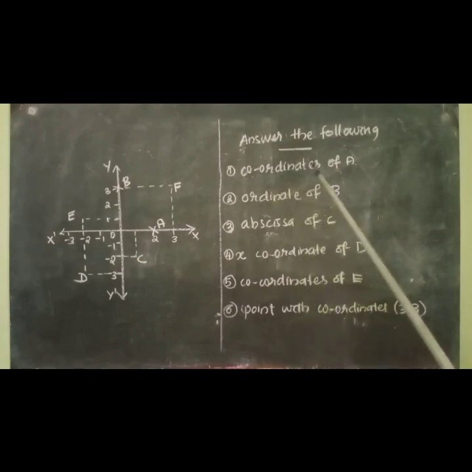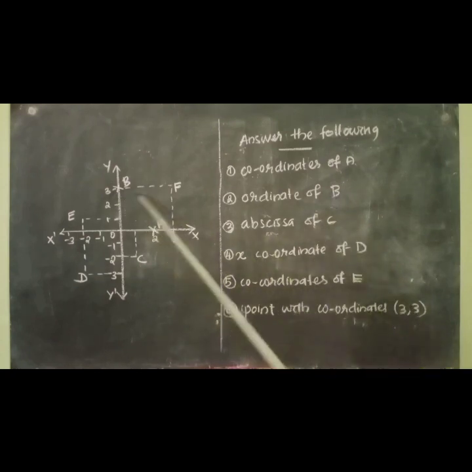Questions I will read. Coordinates of A. This is point A. You have to write down the coordinates. Next, ordinate of B. Ordinate is another name for y coordinate. B is here. Then next, abscissa of C. C is here. Abscissa means x coordinate. Fourth question, x coordinate of D. D is here.